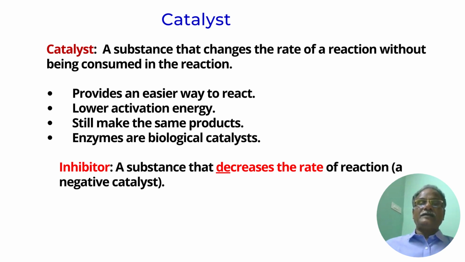It provides an easier way to react. Lower activation energy is enough in presence of catalyst. Still makes the same products. Enzymes are biological catalysts. Here, the substance which can decrease the rate of reaction is called an inhibitor. Inhibitors are also called negative catalysts.